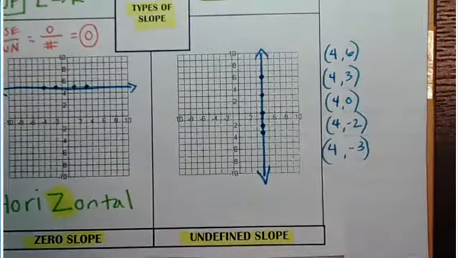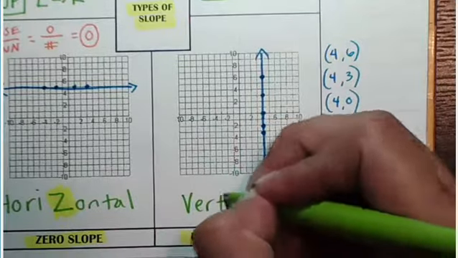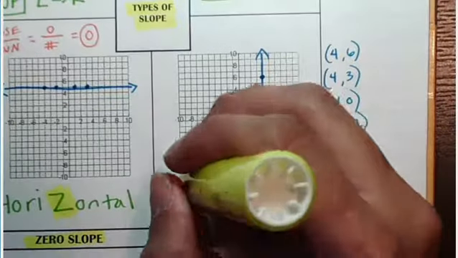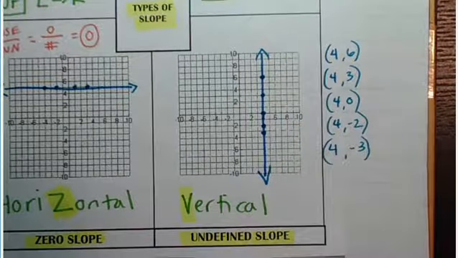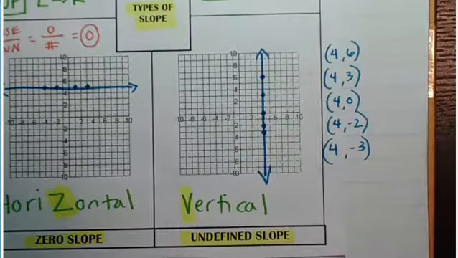And remember, an undefined slope is a vertical line. Okay, and I told you the V looks a lot like the U, so that's what helps me remember. And if I were to determine the slope for this line, again, I would be doing rise over run.